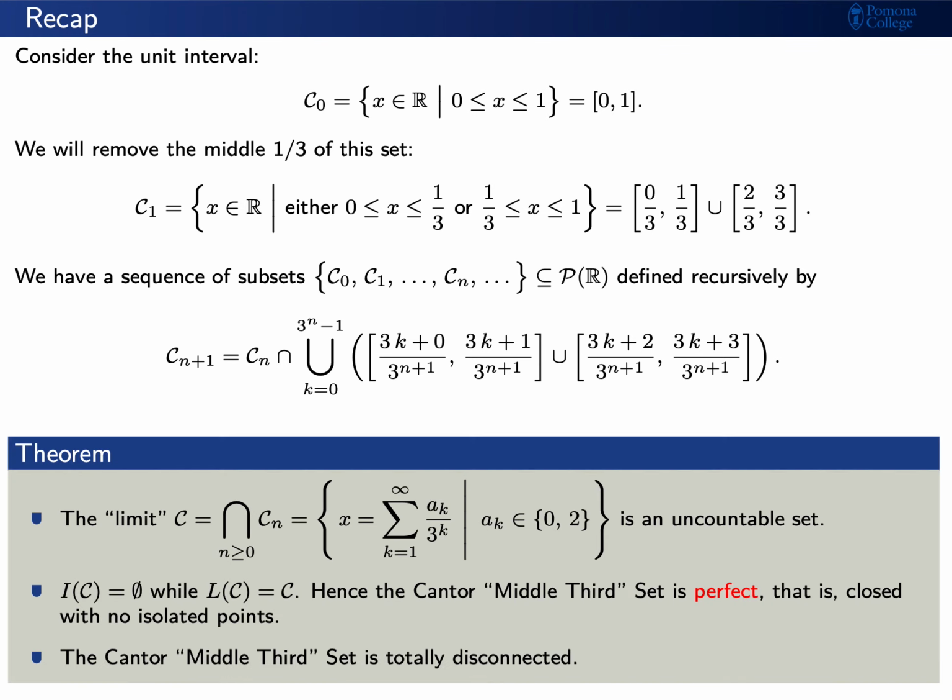In this way, we can express the limit as the collection of those real numbers x that have a ternary expansion, a sum over k of a sub k over 3 to the k, where the numerators a sub k are integers either 0 or 2. This collection of so-called Cantor numbers is an uncountable set. There are no isolated points in this set, and this set is closed. Hence, this so-called Cantor middle third set is a perfect set. Finally, the Cantor middle third set is totally disconnected.